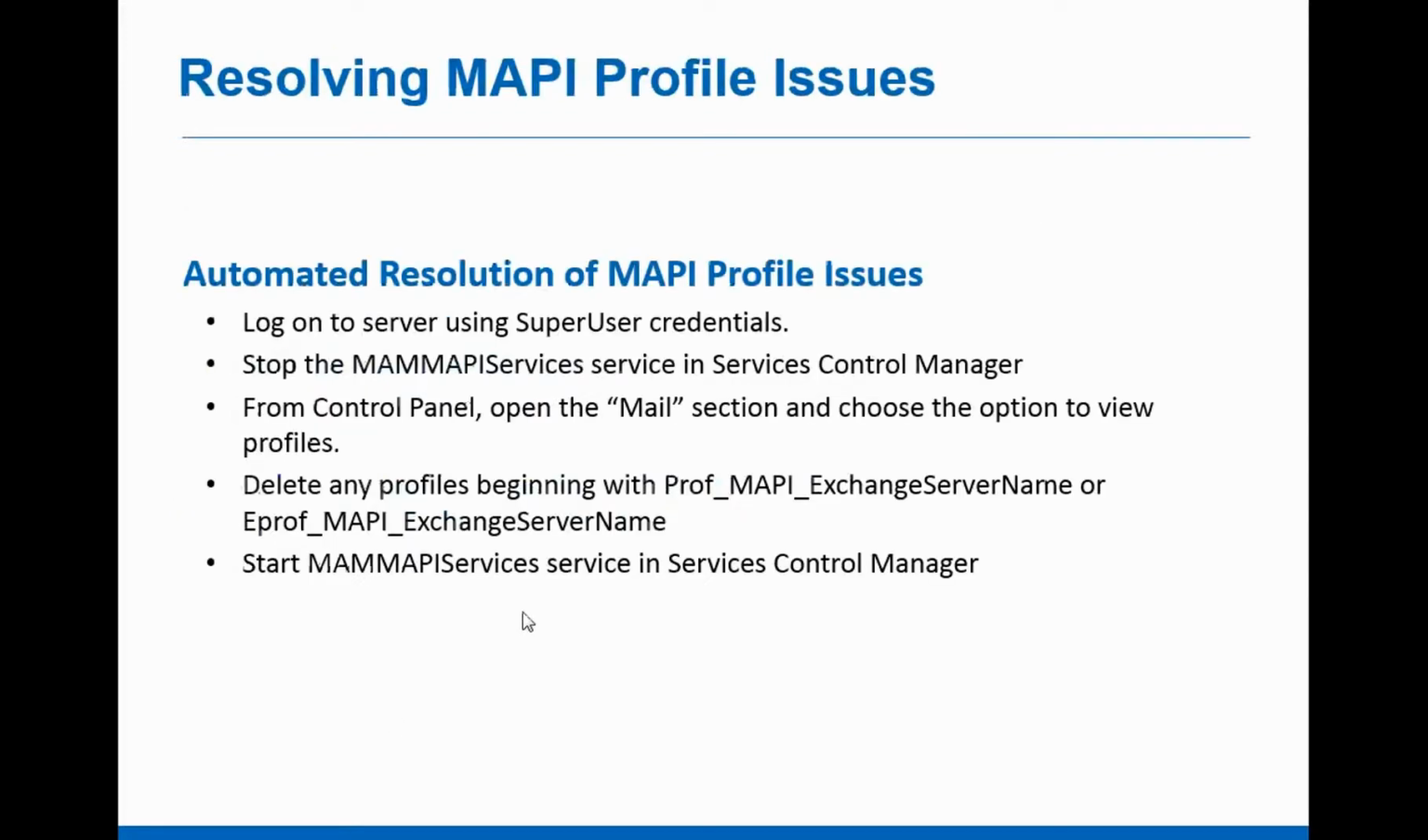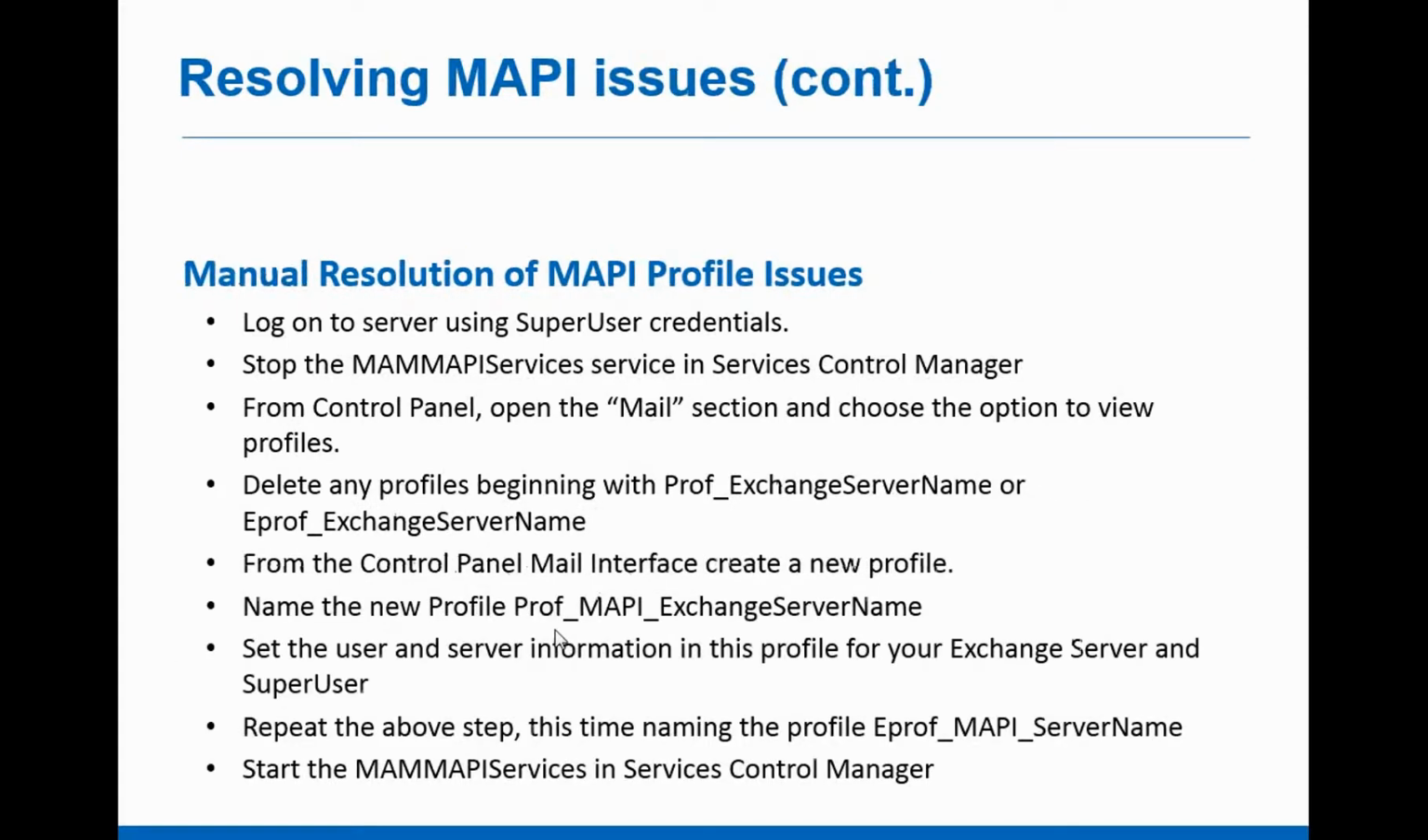Our automated resolution is pretty simple. It's a matter of going into your servers as your super user and deleting MAPI profiles from the Outlook client profiles interface and control panel. After you've done that, it's a matter of simply restarting one service and trying to open up your mailbox once again inside of Archive Manager.